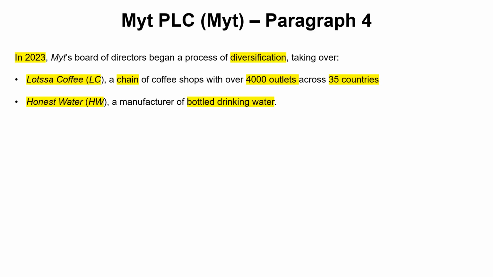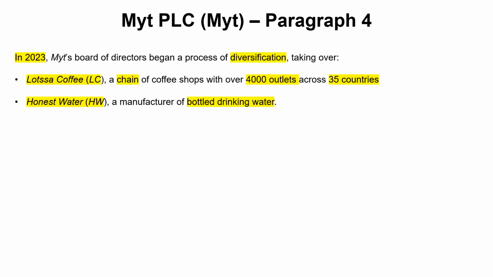Paragraph 4, more dates. 2023, process diversification, Ansoff's matrix. There's related and unrelated diversification. Related is where you're moving into markets, products or services which have some kind of link to your core business. Unrelated, you're moving to something totally different.